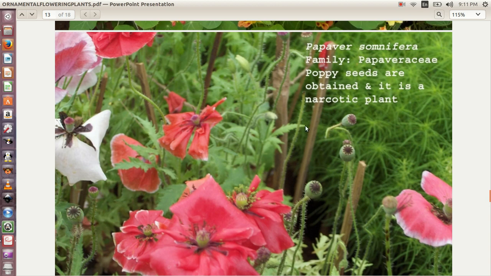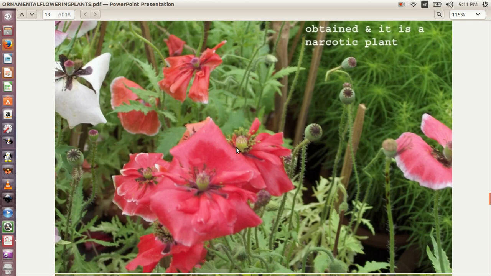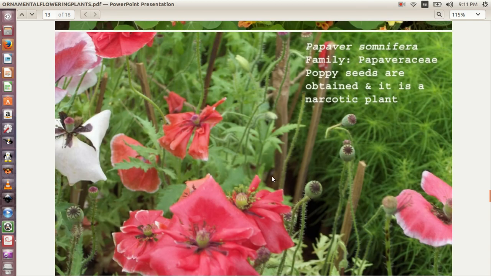So growing this Papaver somnifera or poppy plant is illegal, and you should have a license to grow these plants. Even though these flowers are quite colorful and can be grown as an ornamental plant, it is illegal to grow it and you require a license. The unripe fruits are cut and the secretions collected. These secretion powders are utilized for extraction of opium, heroin and morphine.